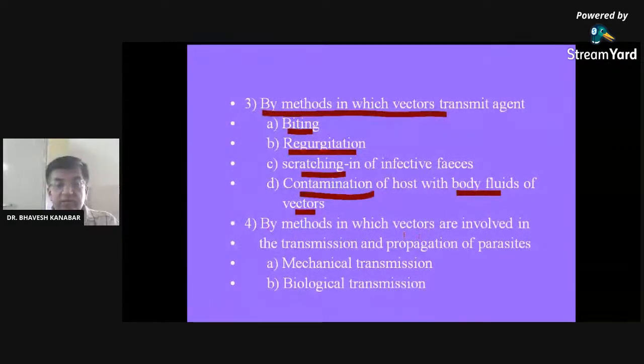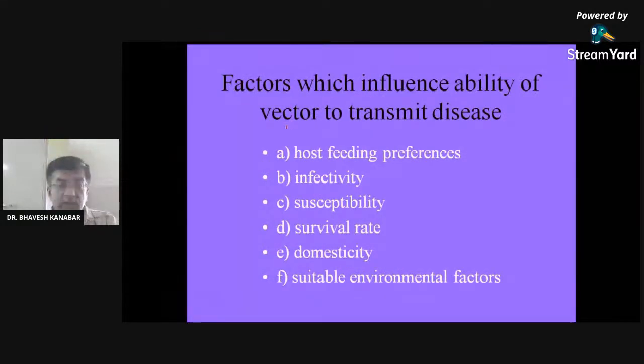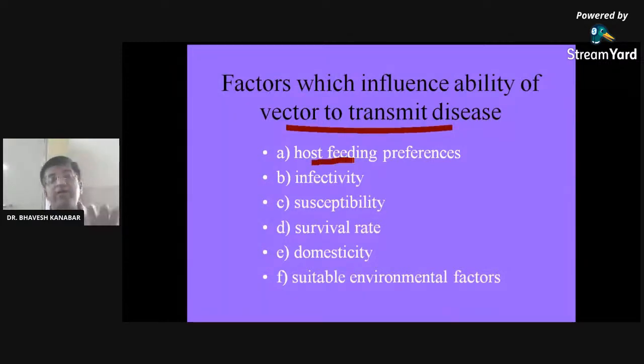By the method in which vectors are involved in transmission and propagation of the parasite: mechanical transmission and biological transmission, I have already explained to you. Factors which influence the ability of the vector to transmit the disease: host feeding preference, like the female mosquito transmits the infection. You have already answered that the male mosquito does not transmit infection because the female mosquito needs blood. Only the female mosquito bites, right? So host feeding preference here is the female mosquito. The male mosquito feeds on the leaves or stems of trees.